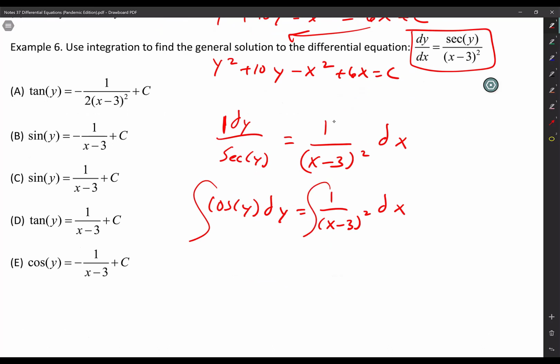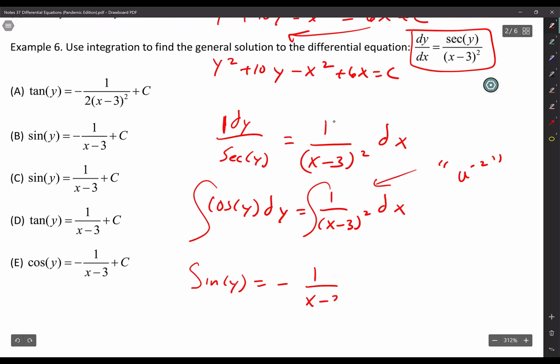Antiderivative of cosine y is sine y. And look, you don't need it, guys. This is like saying u to the negative 2. Antiderivative, u to the negative 1 divided by negative 1. So negative 1 over x minus 3, and then put the plus c.